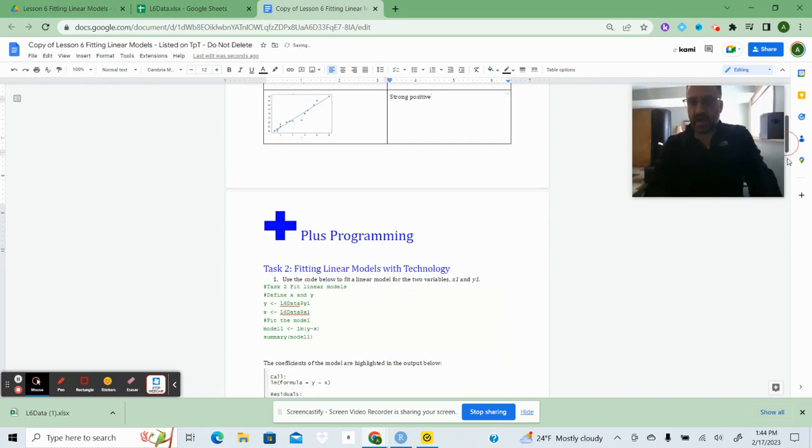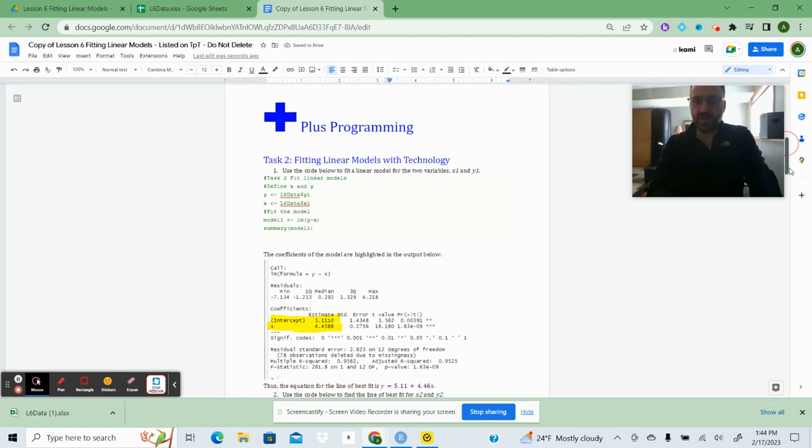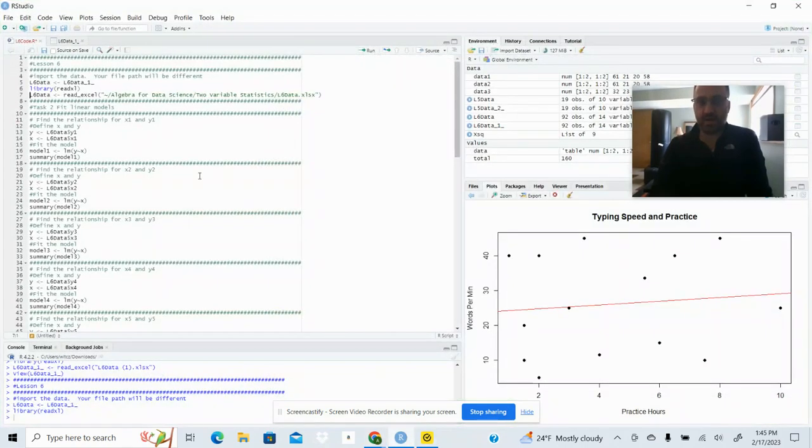So now we're going to learn how to fit those with technology. When we fit, this is going to be the R code, but we're going to look at the output of the R code. We're going to get our y-intercept and our line of best fit. We're also going to see: is the intercept significant, and is the x value significant? And then is the overall model significant? Here we get an F statistic and a p-value to see if our model is significant. So what I'm going to do is show you how to run that in R.